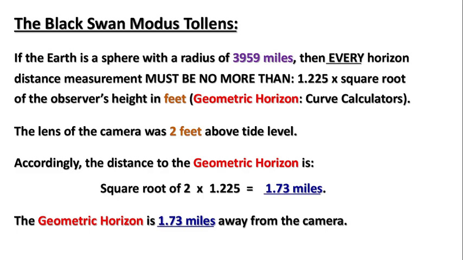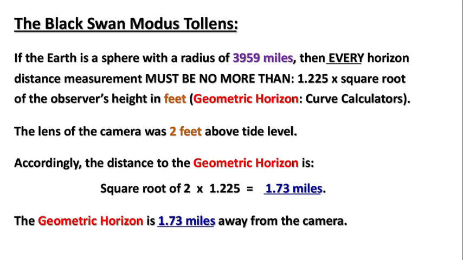If the Earth is a sphere with a radius of 3,959 miles, then every horizon distance measurement must be no more than 1.225 times the square root of the observer's height in feet. Geometric horizon curve calculators.